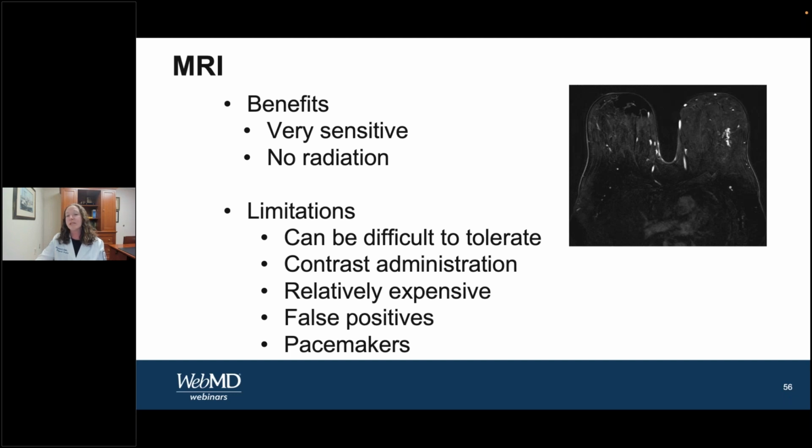We also have to put in an intravenous line, an IV line, to administer the contrast material that lets us find the cancers. And MRIs are relatively expensive, so even if your insurance does cover MRI, there's often some cost sharing with your deductible or your copay. And it also has a fairly high false positive rate, although that's come down over the years as we get more and more used to what kind of normal MRIs look like. And then most women who have a pacemaker cannot undergo an MRI examination.